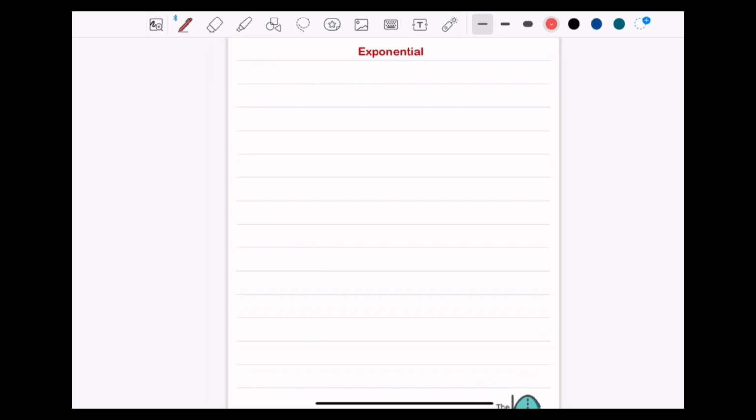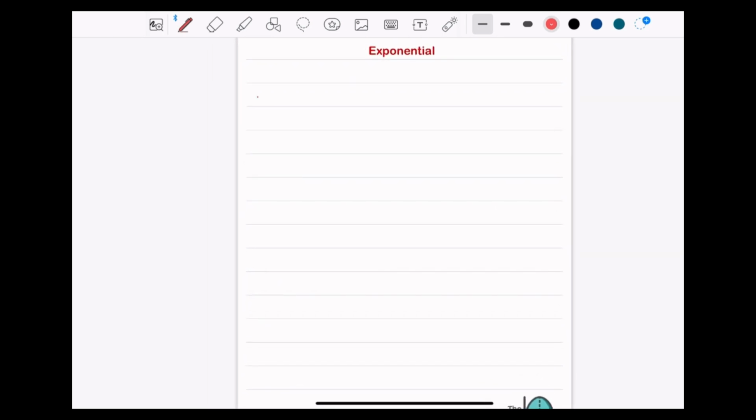So any equation where y equals, let's say, 2 to the power of x. Now you see that this is the variable and it is written as a power. So whenever the variable is expressed in power, we call this an exponential mathematical equation. It could be y equals 3 to the power of x, y equals 100 to the power of x, y equals e to the power of x.